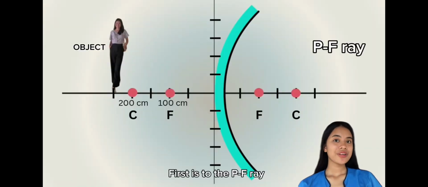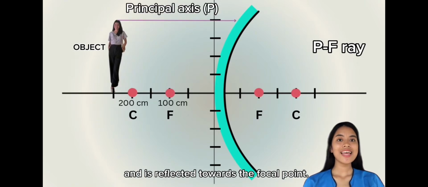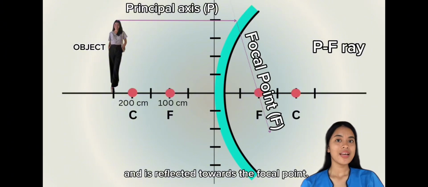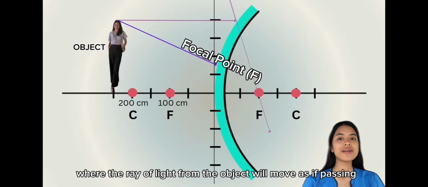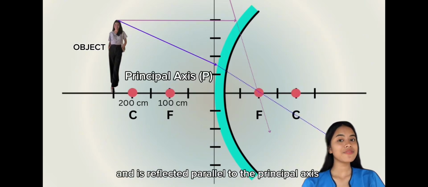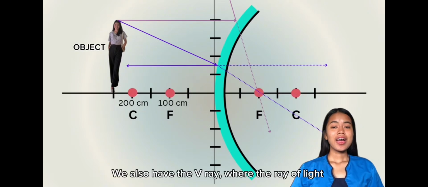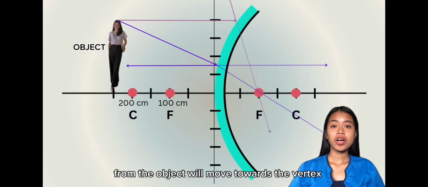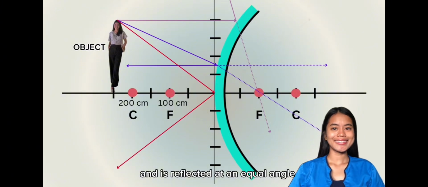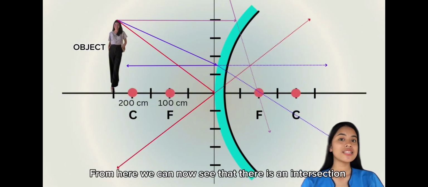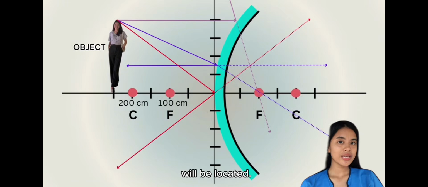First is the P to F ray, where the ray of light from the object will move parallel to the principal axis and is reflected towards the focal point. Followed by the F to P ray, where the ray of light from the object will move as if passing through the focal point and is reflected parallel to the principal axis. We also have the V ray, where the ray of light from the object will move towards the mirror and is reflected at an equal angle. From here, we can see that there is an intersection of these rays at this point. This is where the image will be located.